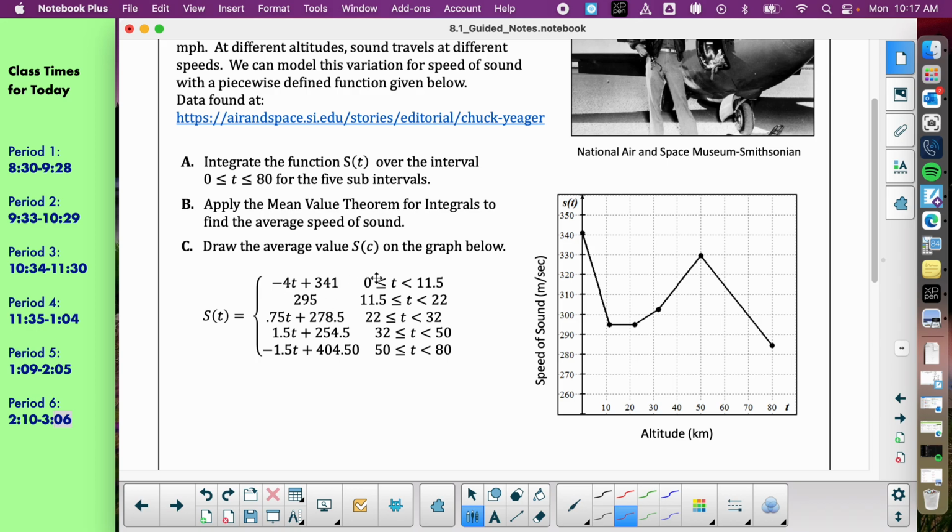The integral from 0 to 11.5 of negative 4t plus 341. And then you would do plus. Rather than hitting enter 5 times, you hit plus. Then you would do the integral from 11.5 to 22 of 295, plus the integral from 22 to 32 of 0.75t plus 278.5.